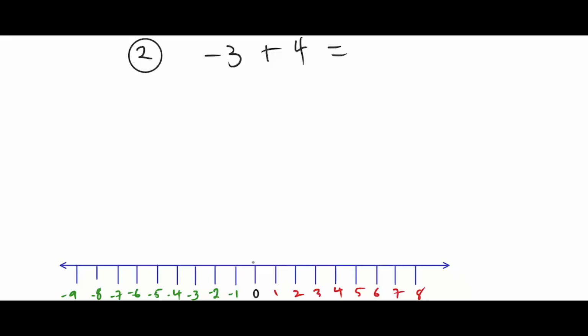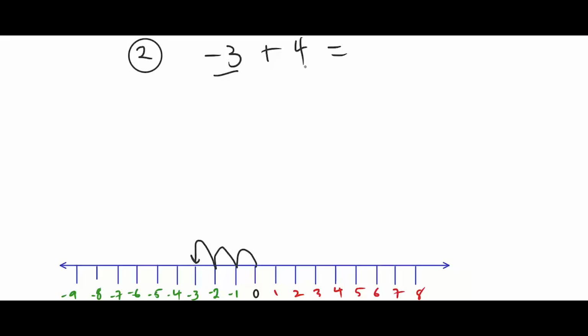From my 0 origin, I'll go to the left hand side 3 times because of minus 3 here. So let's go 3 times. 1, 2, and 3. So this is my current position.